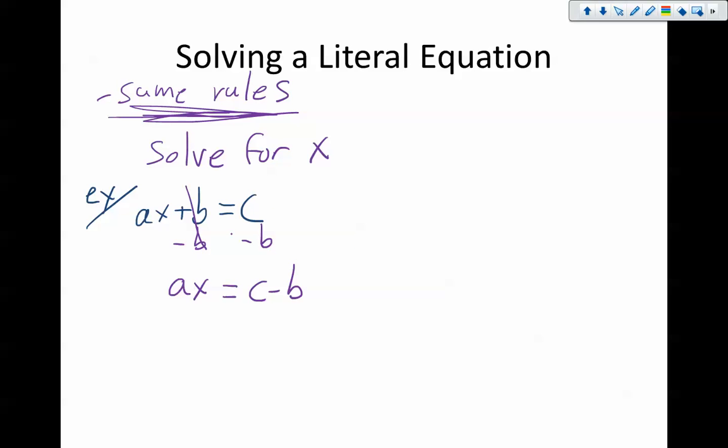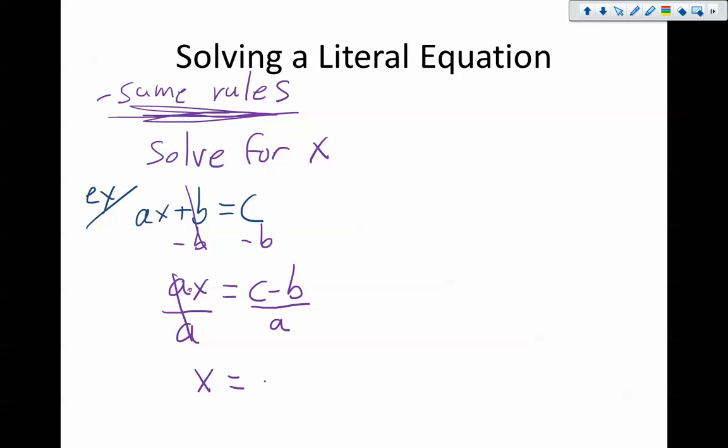The x has almost been isolated, but we're multiplying this x by a right now. And so we need to undo that. Because we're multiplying by a, we're going to divide by a, which means I need to divide the entire right-hand side by a. So the a's cancel, leaving x by itself. On the right-hand side, we have c minus b divided by a.